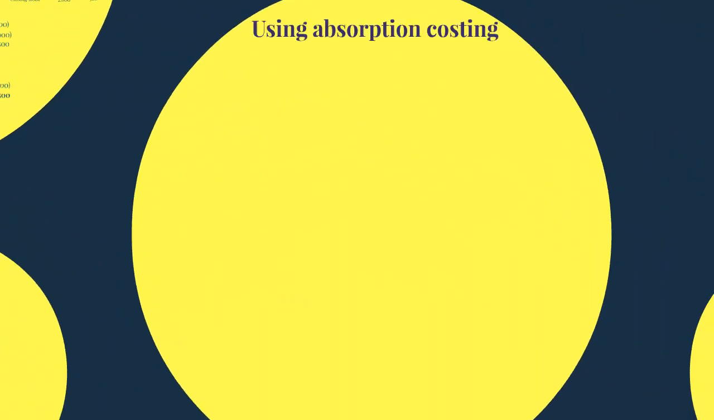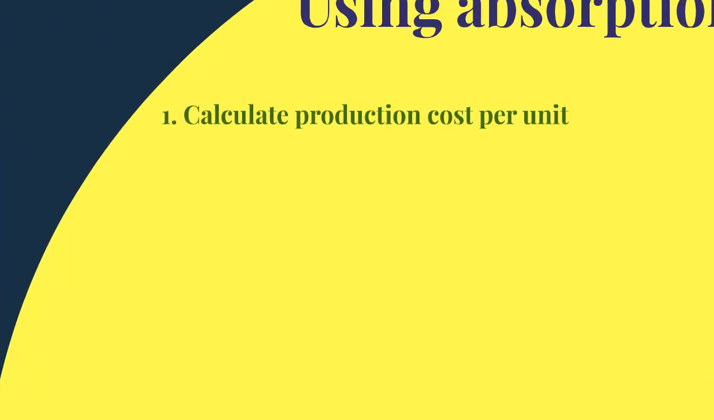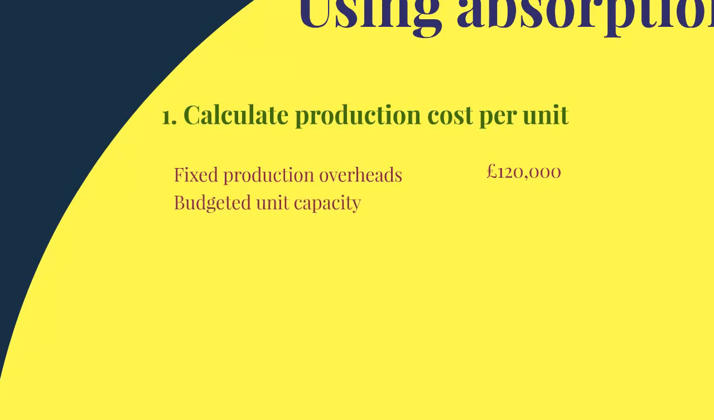Let's look at it under an absorption costing system. So again, we need to calculate our cost per unit, but this time we have to include the fixed costs. So we have the 120,000 for production overheads, and then we have a capacity of 12,000, so the most that we plan to build, which is 12,000, giving us fixed cost per unit of £10.